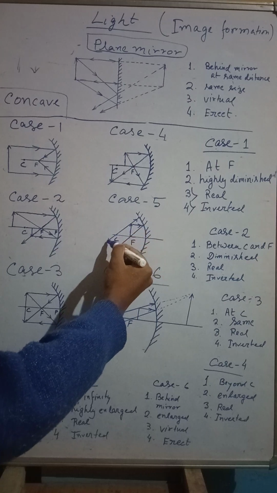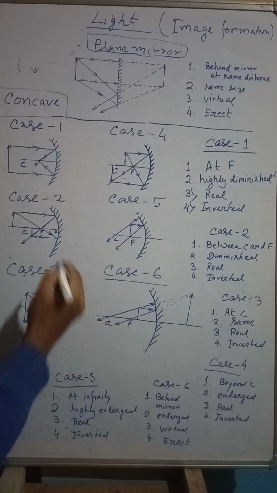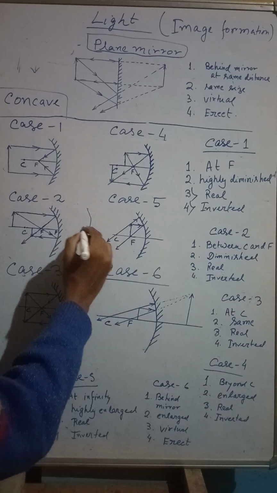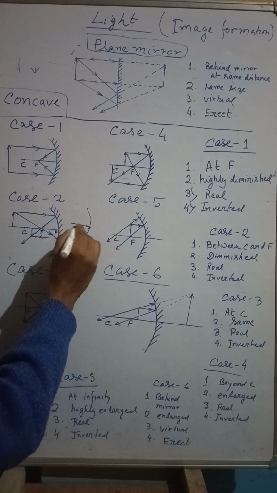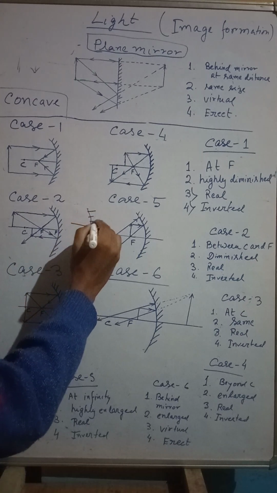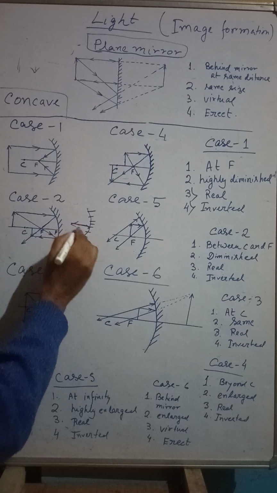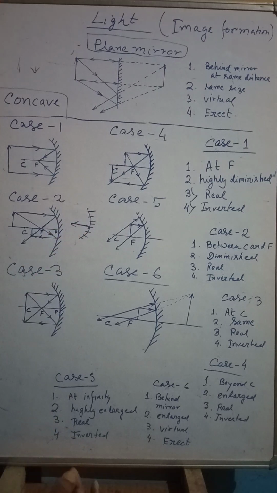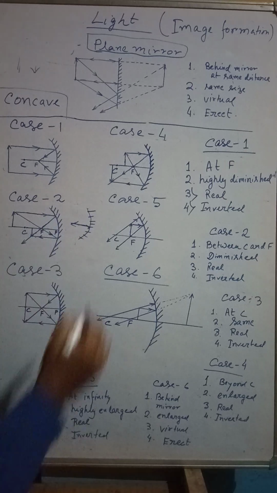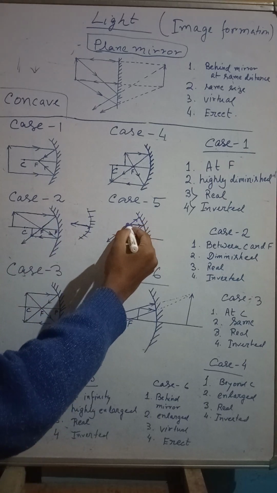Okay, opposite direction. This is the reflected ray. If an incident ray falls on the mirror at 0 degrees, suppose the angle of incidence is 0, then the reflected ray will follow the same path but in the opposite direction, because the angle of reflection will also be 0. Here the angle of incidence is 0, so the angle of reflection will also be 0. So it will follow the same path in the opposite direction.